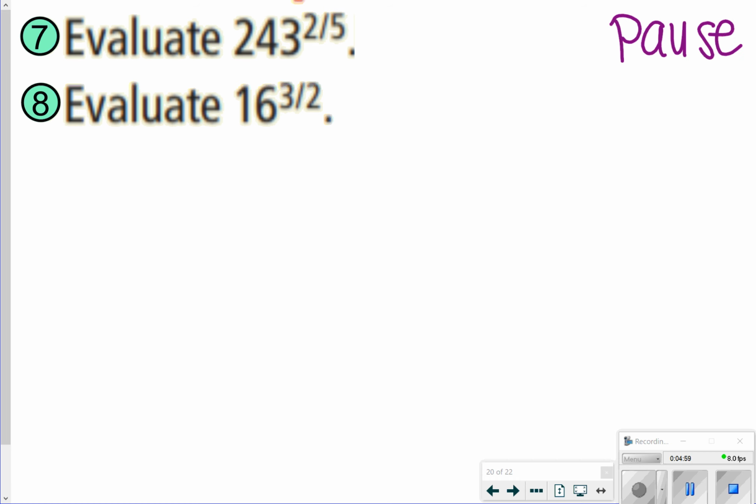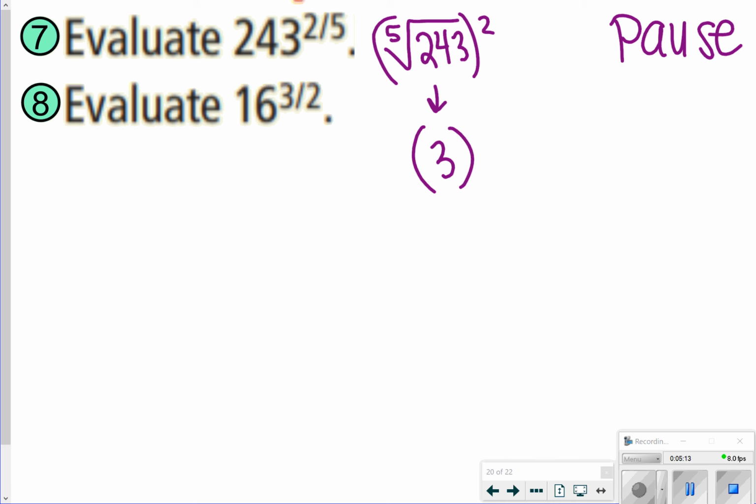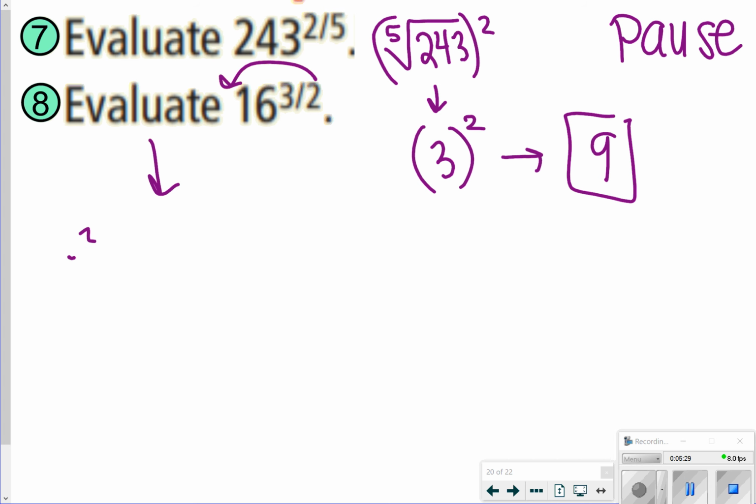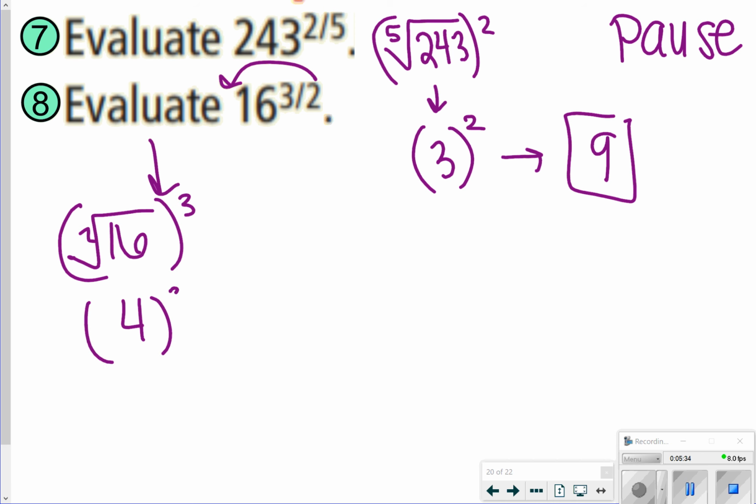All right, so for number 7, we're going to write it as the 5th root of 243, all to the second power. That is going to be equal to 3, because 3 times itself 5 times will give us 243. If you didn't know that, you would just start to eliminate some possibilities using a calculator. Then you do 3 to the second power, which is equal to 9. And then number 8, I'm going to do my work down here. We're basically just finding the square root of 16. This one's an easier one. That would give us 4, and 4 to the third power is equal to 64.